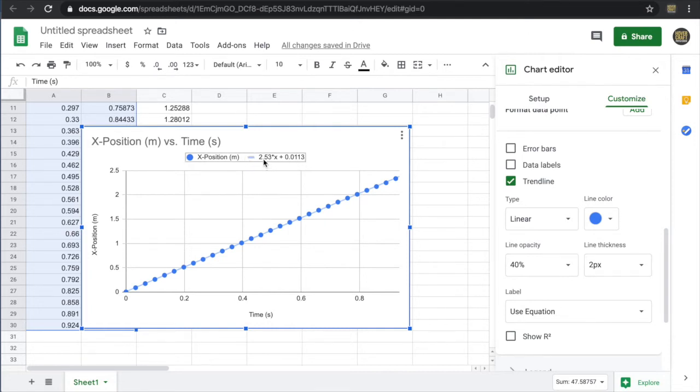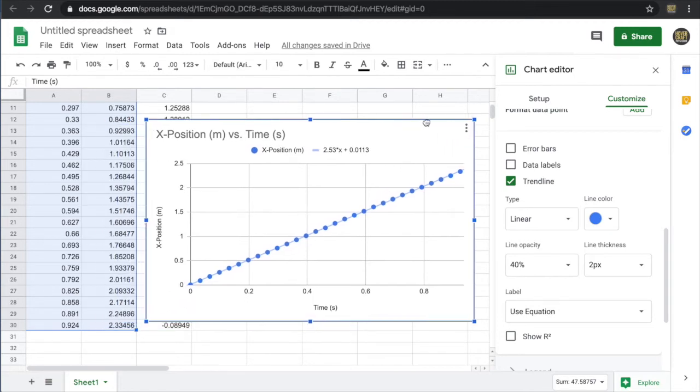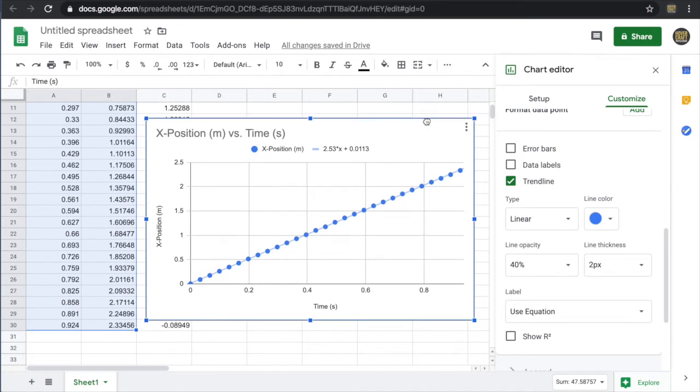Keep in mind what that really means is that x position, the y-axis variable, equals this. It's in the form of mx plus b, where m is a slope. So 2.53 represents the slope of this linear relationship. The intercept here is essentially 0. So in my analysis, I would probably just call that 0, and I can see by an eyeball test that the trend line does in fact start at 0. So there's my x position versus time graph.